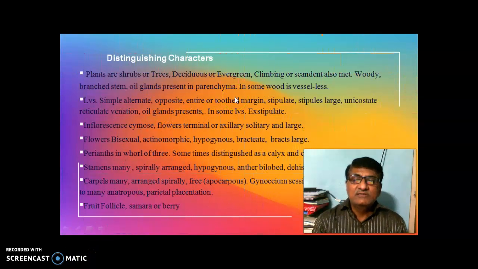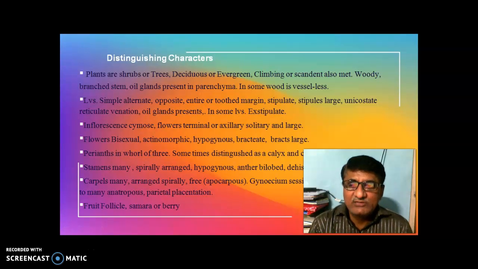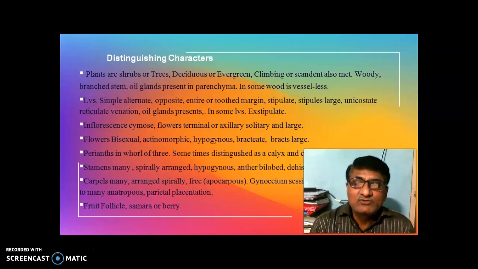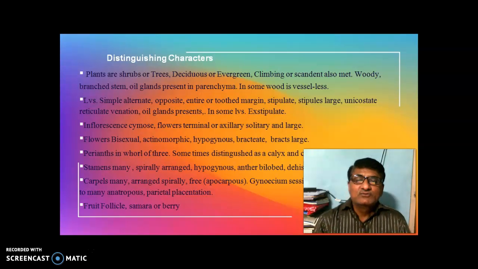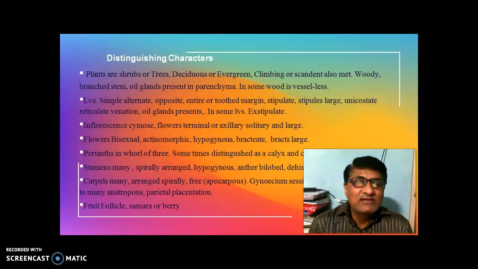Now we will see the important distinguishing characters of this particular family. The plants belonging to this family show shrub or tree habit. They may be deciduous or evergreen. Some have a climbing or scandent habit also. The plants are woody, branched. Oil glands are present in their wood parenchyma. In some plants there is an absence of vessels in the wood. This absence of vessels is a similarity with primitive gymnosperms except Gnetum.